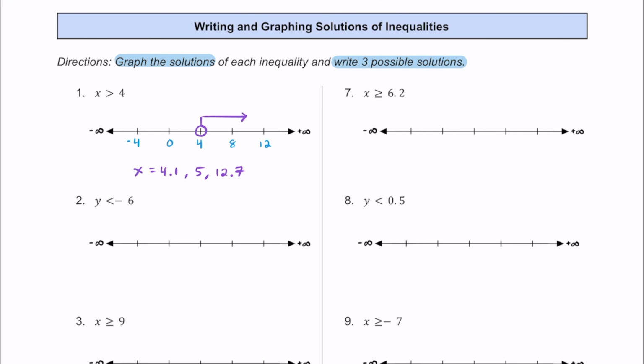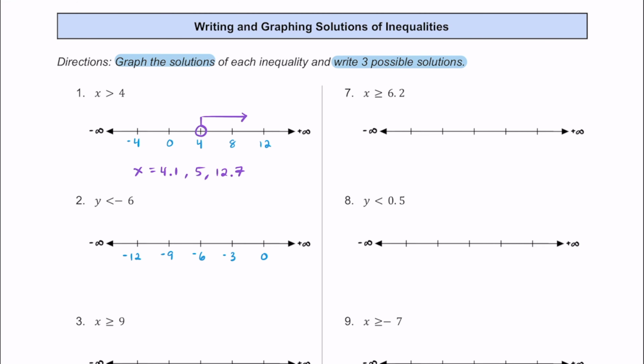For number 2, we have y is going to be less than negative 6. Let's start by putting negative 6 in the center of this number line. Let's put that right here. Let's skip count. I'm going to choose to go by 3. So 3 higher is negative 3, 3 higher is 0. 3 lower would be negative 9, and 3 lower would be negative 12.